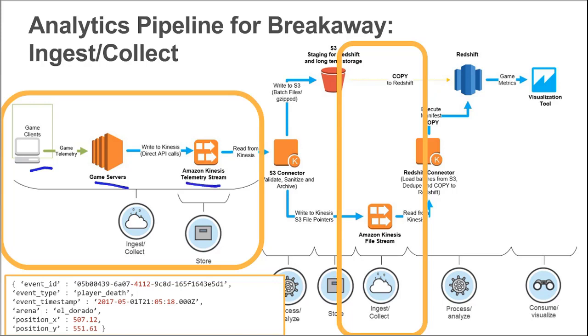Now, Breakaway actually has a second ingestion layer because they're using Kinesis a second time. And you can see here the second Kinesis stream. This is what they call the file stream. What this is doing is the earlier S3 connector here, and you'll see these connectors as we go into the process and analyze, writing S3 file pointers to their second Kinesis stream as it writes data into S3. And this is all part of the process of getting the data into Redshift. And we'll get into that in a minute.